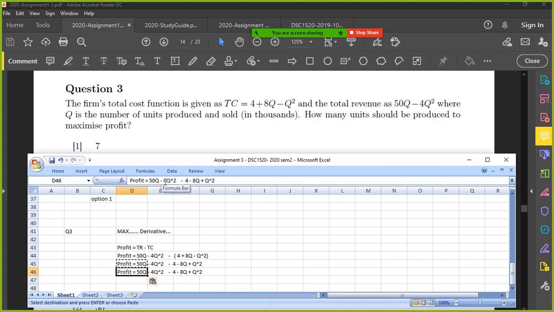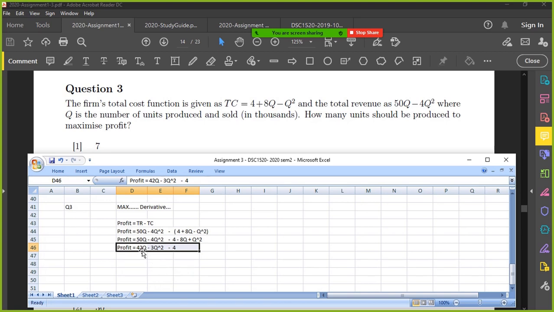So I've got a plus 1 there, and I've got a minus 4 there, so I'm going to have a minus 3. I've got a 50Q and a minus 8, so I'm going to have a 42Q. And I've got the 4 left over. There we go, that's it. All right, there's my profit function. My profit function is 42Q minus 3Q squared minus 4.